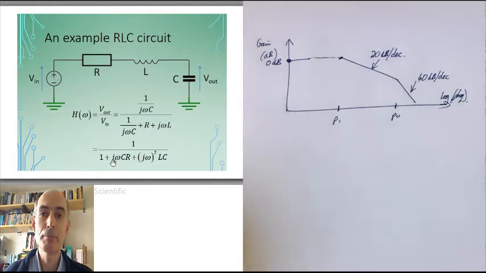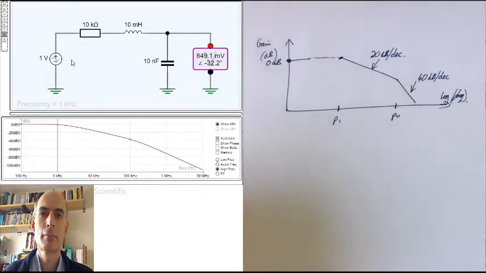And that is the form of the frequency response we would expect. And if we simulate it, that's exactly what we see. Starts off horizontal, low frequency, heads off down at 20 dBs per decade here, but there's another sort of bend around about here, where the second pole cuts in, and here we're dropping at 40 dBs per decade.